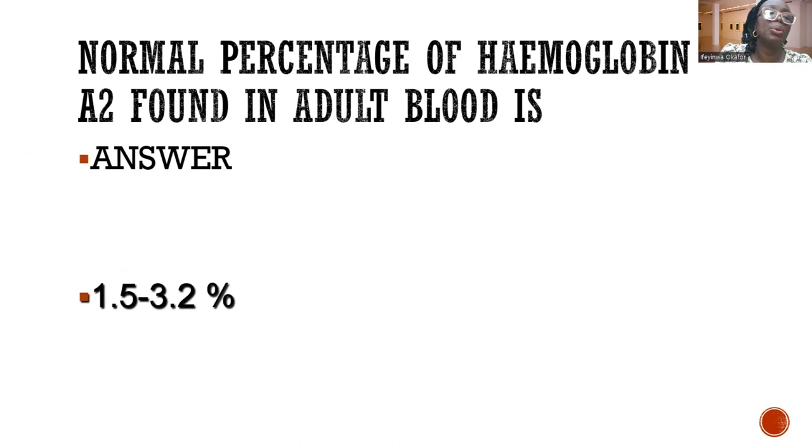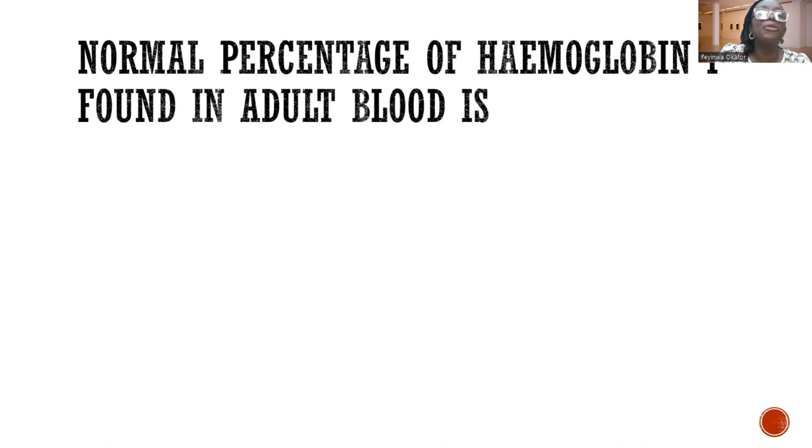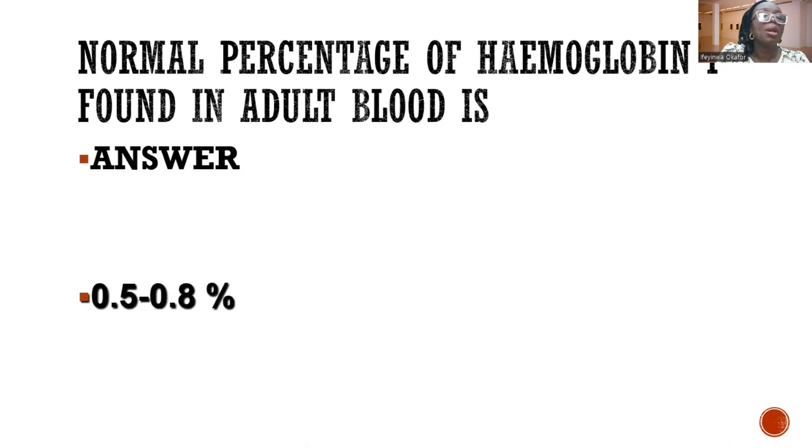Normal percentage of hemoglobin F found in adult blood is, answer, 0.5% to 0.8%. That is the percentage of hemoglobin F found in adult blood.